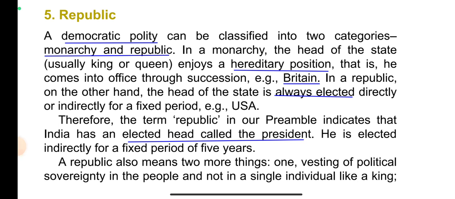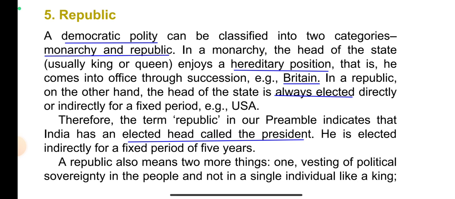In a monarchy, the head of the state, usually a king or queen, enjoys a hereditary position. That is, he comes into office through succession. The example is Britain. In a republic, on the other hand, the head of the state is... that is why it is called a democratic republic, right? Okay, so there is monarchy, and there is republic.